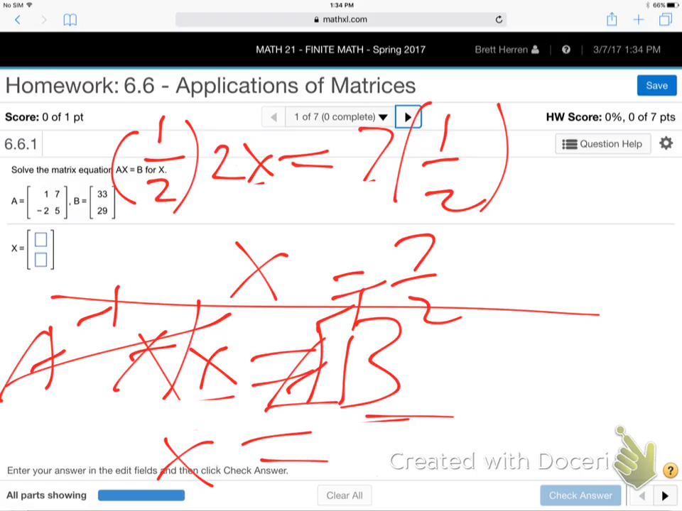It's the same thing as dividing by 2 in a regular equation. It's just that dividing by 2 is the inverse. So it's A inverse on both sides. Now, one thing that matters in the matrix world that does not matter in the real number world, and that's the order.